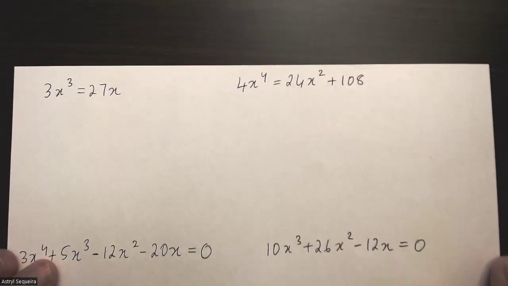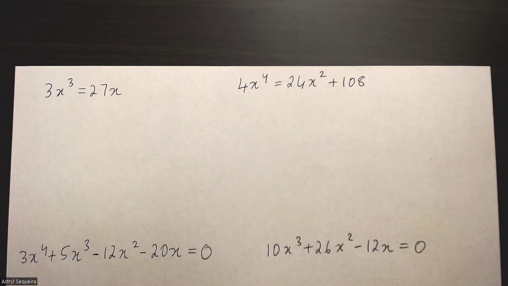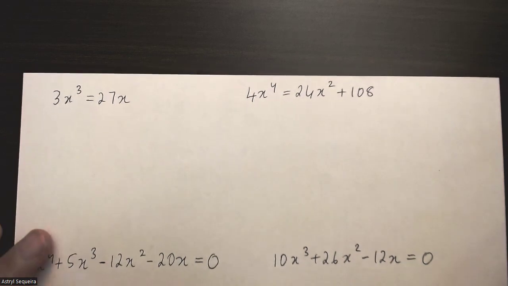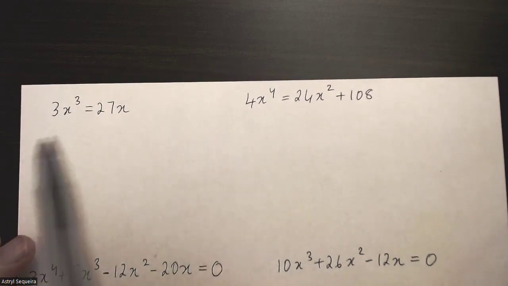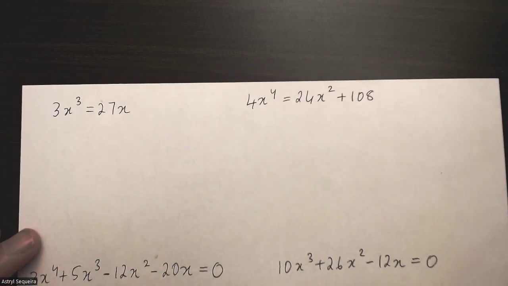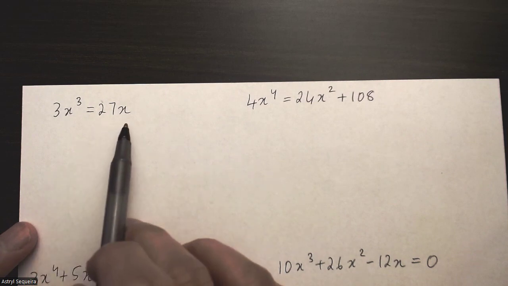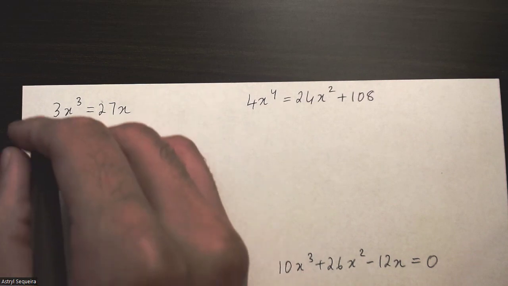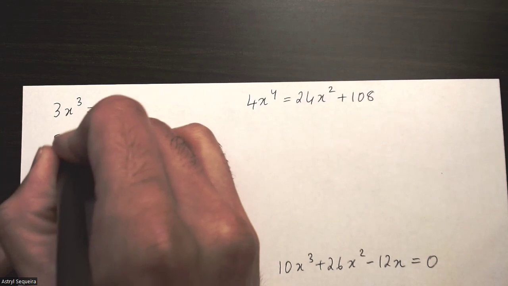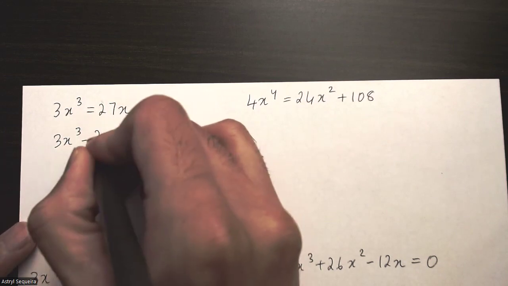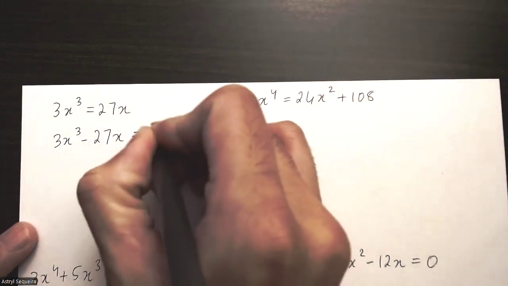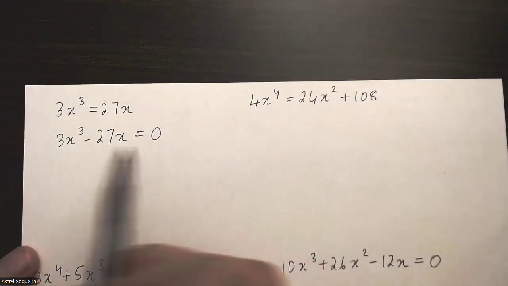All right, in this video, we are going to solve these polynomial equations by factoring. So let's take a look at the first example over here. We want to start by moving the 27x so that we have the other side equal to 0. And then we want to factor this.